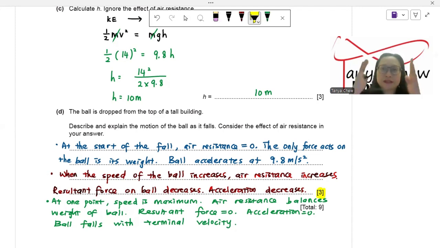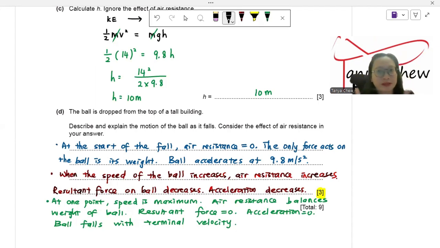At the start of the fall, you have to remember the ball starts from rest because the ball is at the top of a building. So the ball is initially at rest. And you have to understand that air resistance will increase only when the speed of the ball is increasing. So when the ball is at rest, the ball does not experience any air resistance. So I say at the start of the fall, air resistance is equal to 0. You know why? Because the ball is at rest.